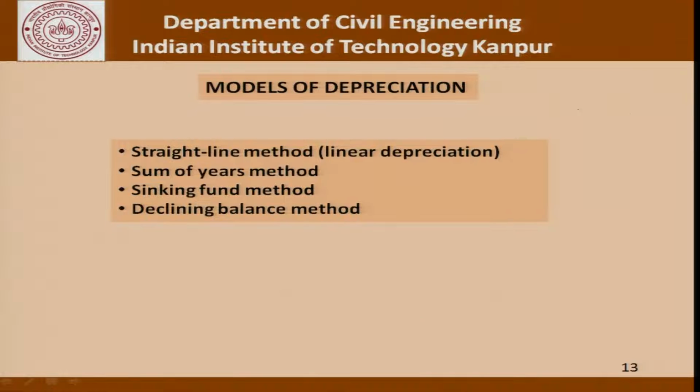We should remember that the book value changes from the initial value to the salvage value over the service life, and this change occurs because as depreciation increases, the depreciated cost is reduced from the book value. We will not be talking about the sinking fund method and the declining balance method as part of the discussion today, and restrict ourselves to the straight line method and the sum of years method.